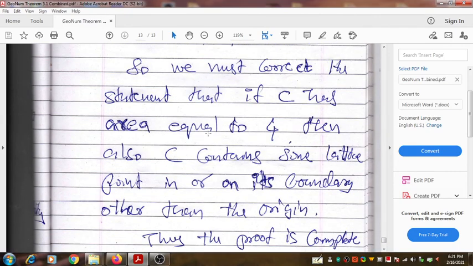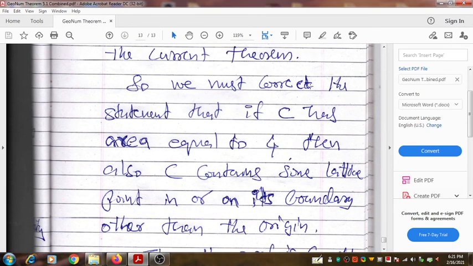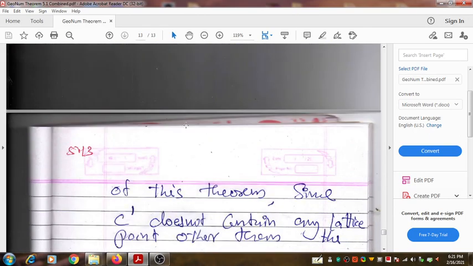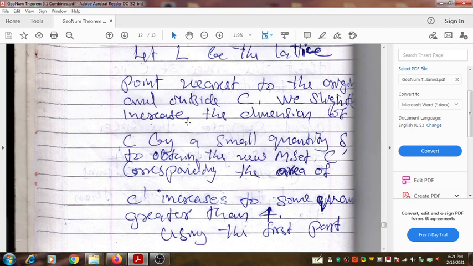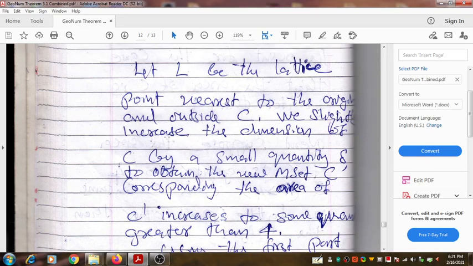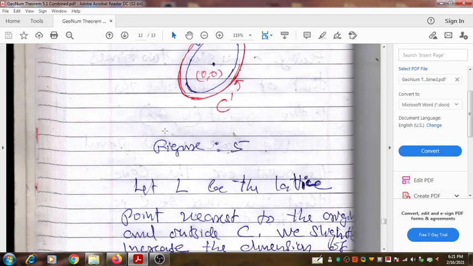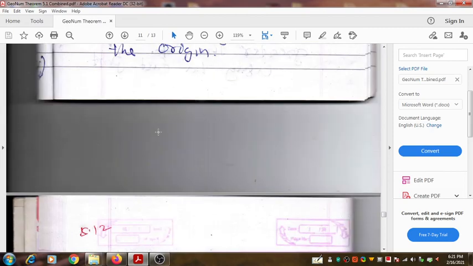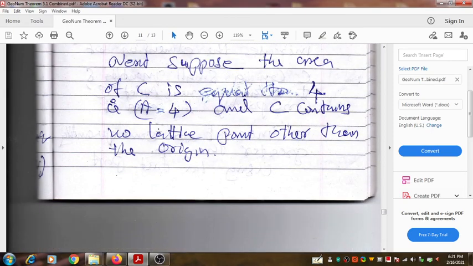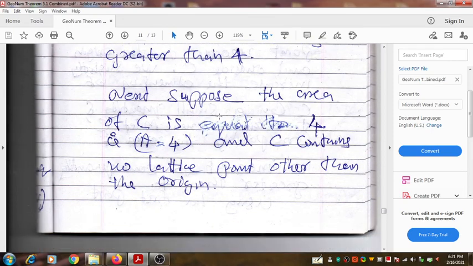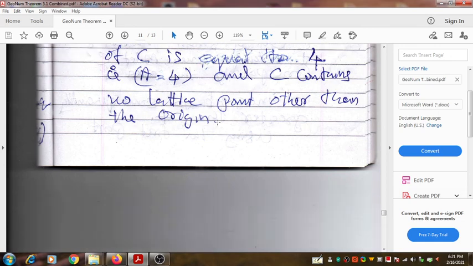So we must correct the statement. Before that, this is the point from where we moved to that. Yeah, here, this is the point. Next we suppose that the area of C is equal to 4, and that C contains no lattice point other than the origin.